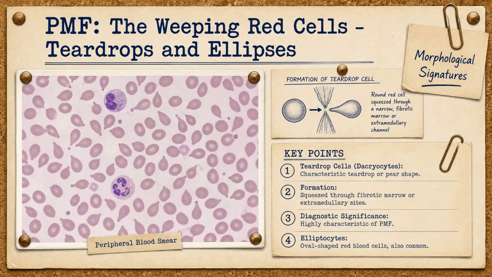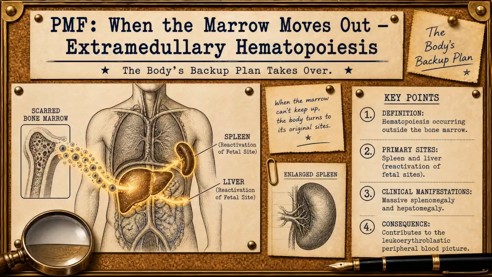Next, let's talk about another key feature of PMF, extramedullary hematopoiesis. Alright, histotechs, we've discussed how the bone marrow in primary myelofibrosis becomes scarred and unable to do its job.